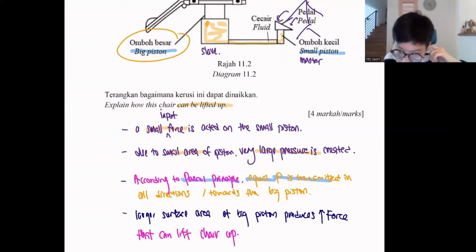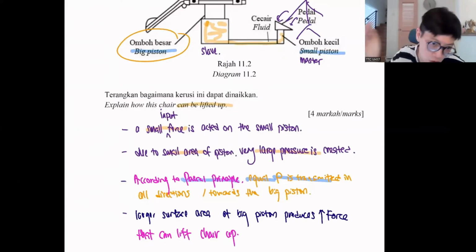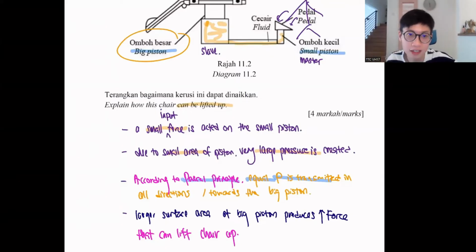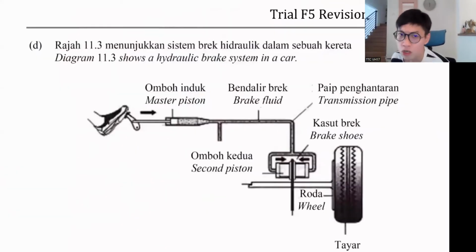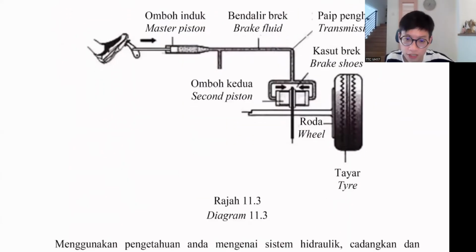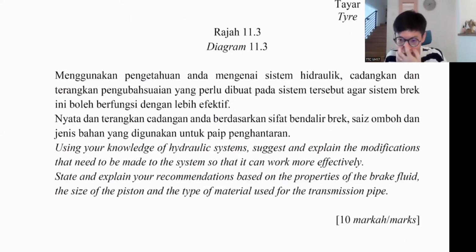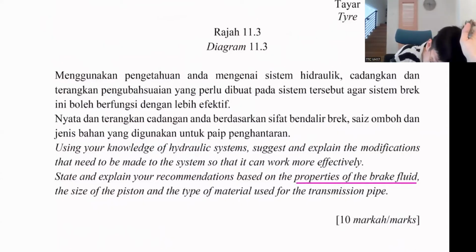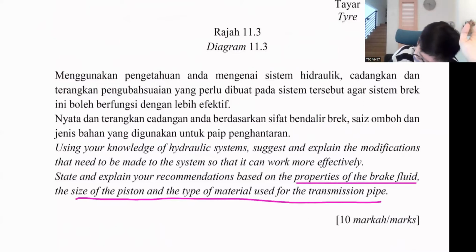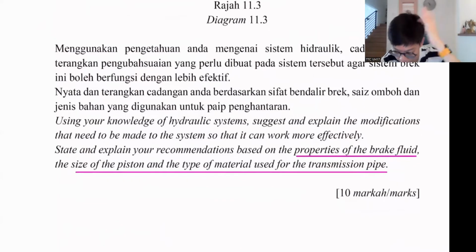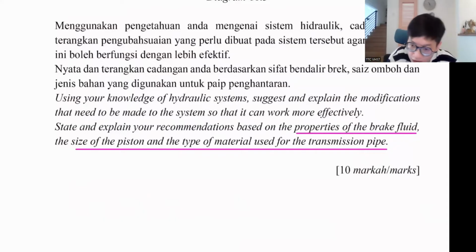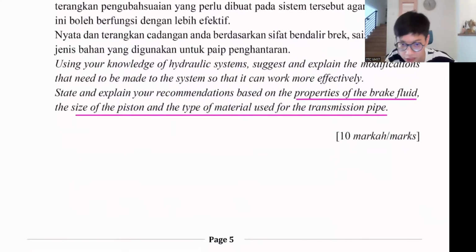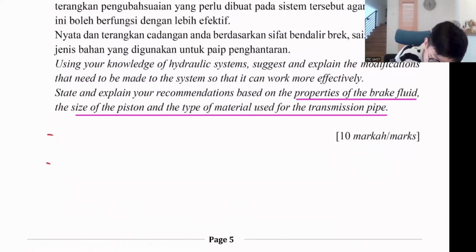Okay. So once we are done with this, we will continue and see the next part. All right, now like this one. So here we got a hydraulic brake system in a car. This is a 10 marks essay. So you have to write. Based on here, you have to say the properties of the brake fluid, the size of the pistons, and the material used for the transmission pipe. So 5 points, 5 explanations, 10 marks. Okay, so let's write this together.